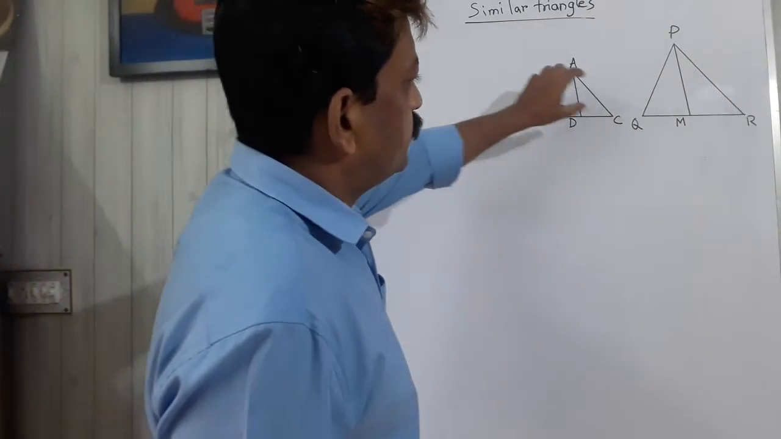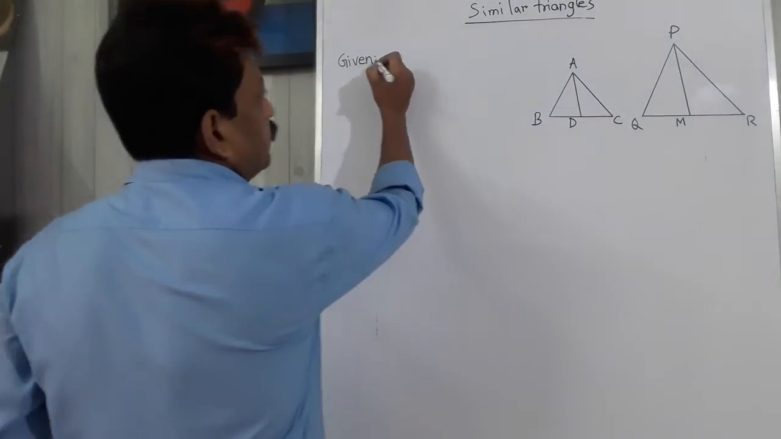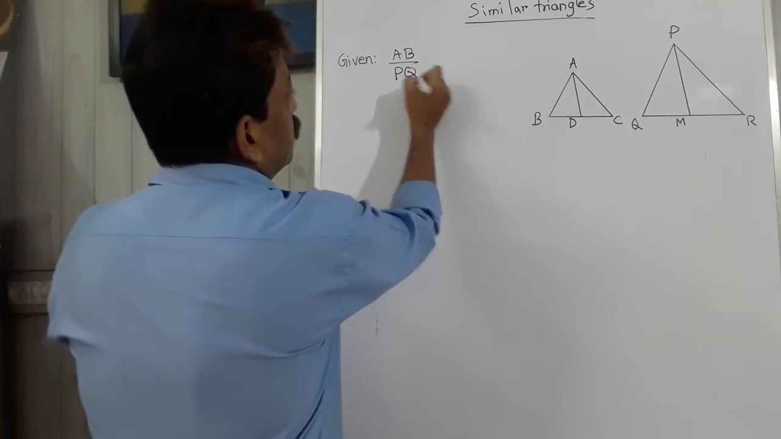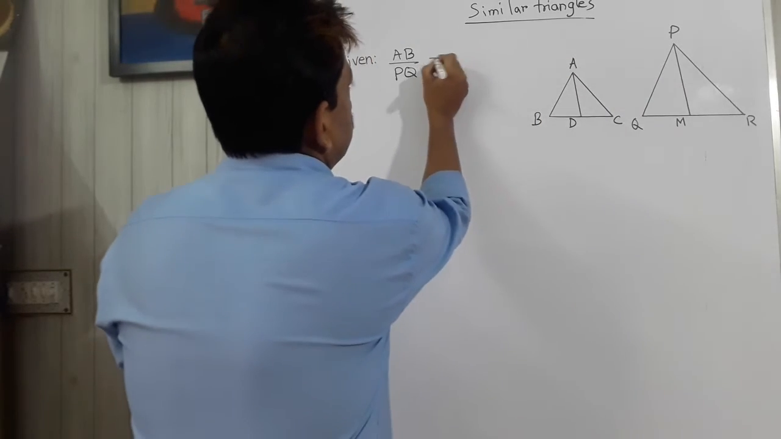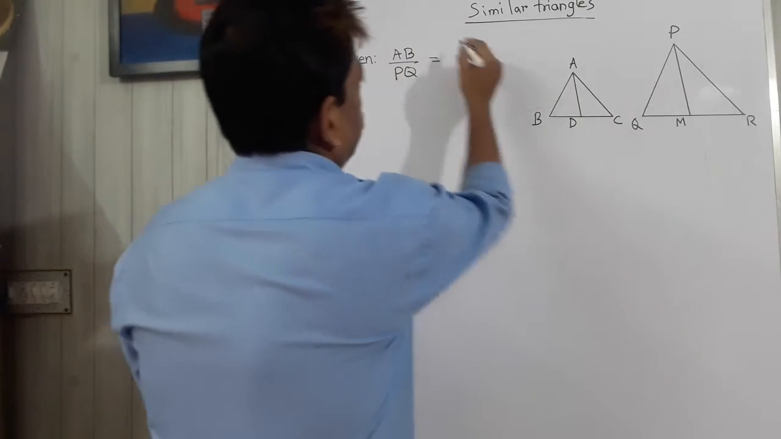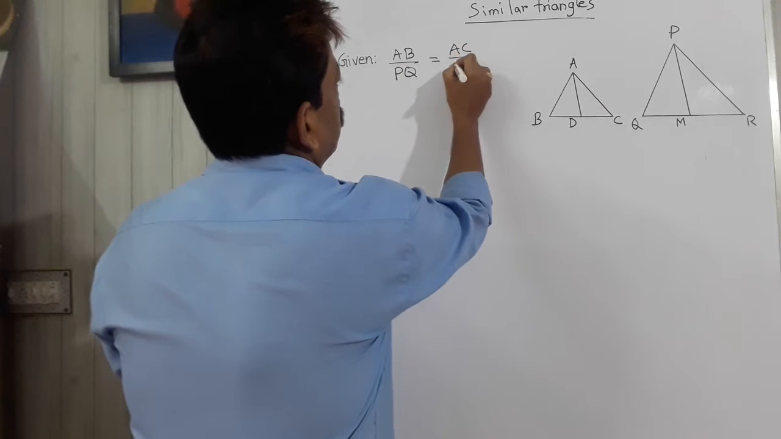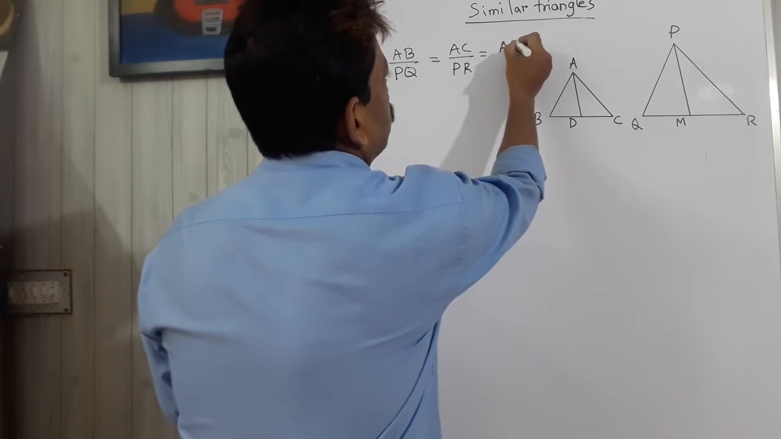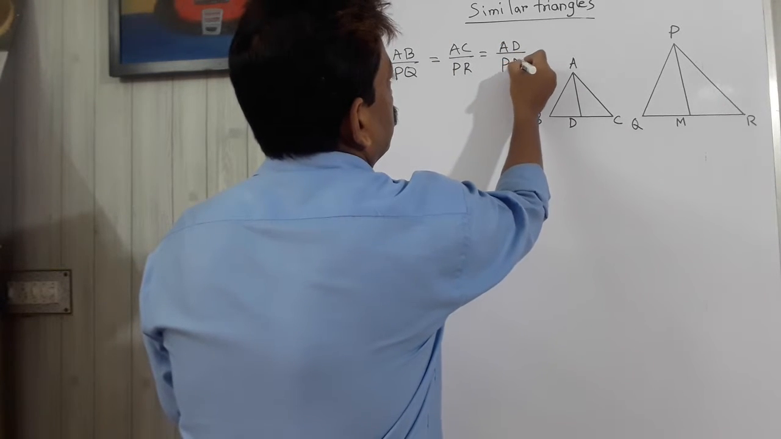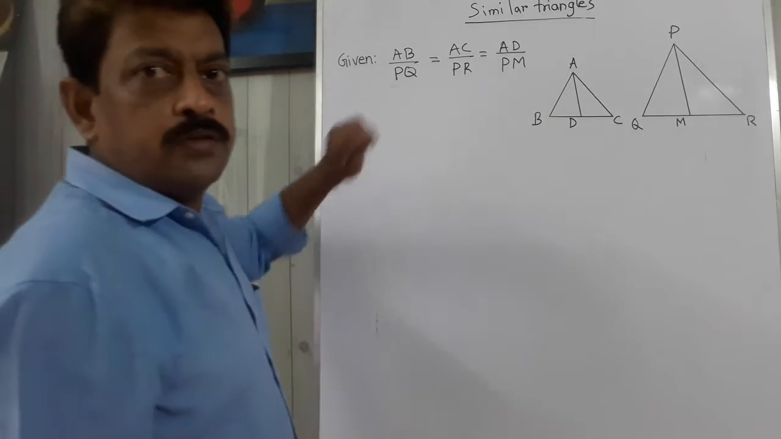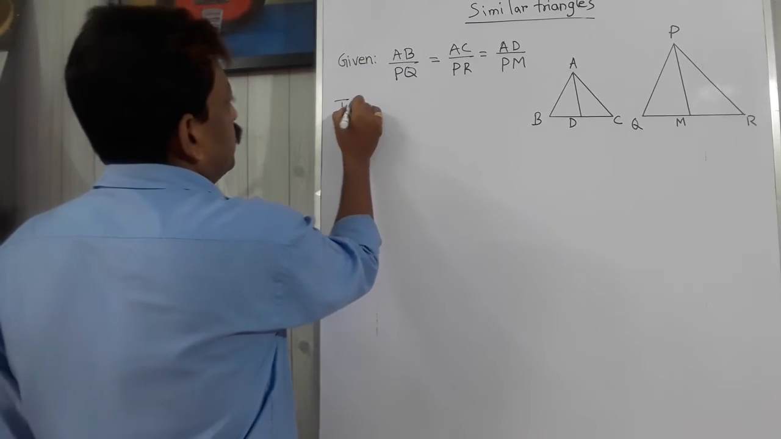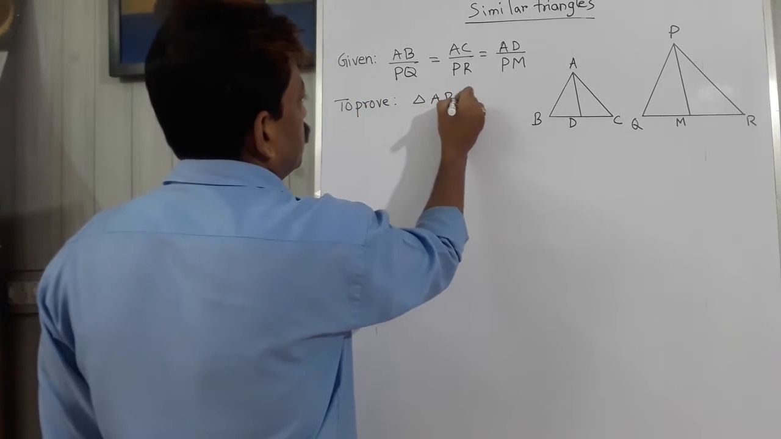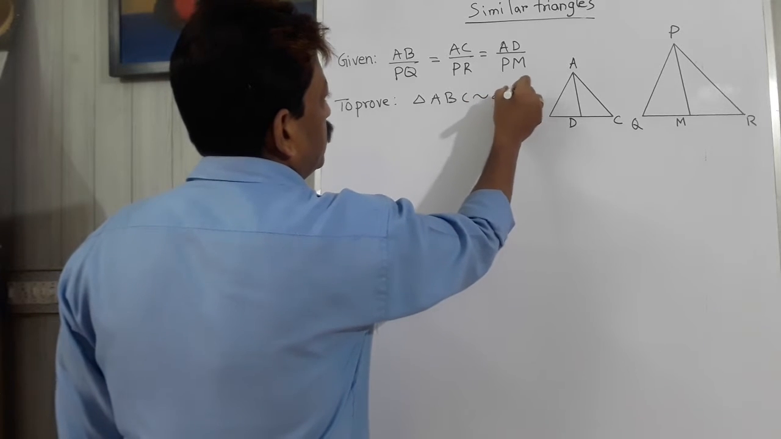So this is triangle ABC and triangle PQR. It is given that AB upon PQ is equals to AC upon PR is equals to AD upon PM. This is given in the question. We have to prove triangle ABC similar to triangle PQR.